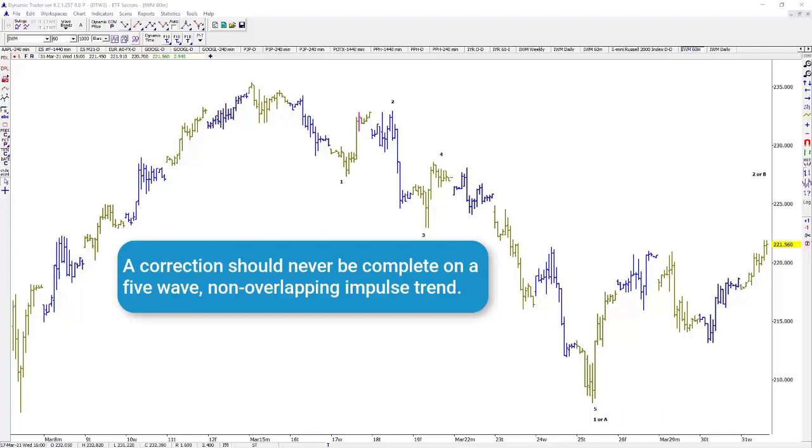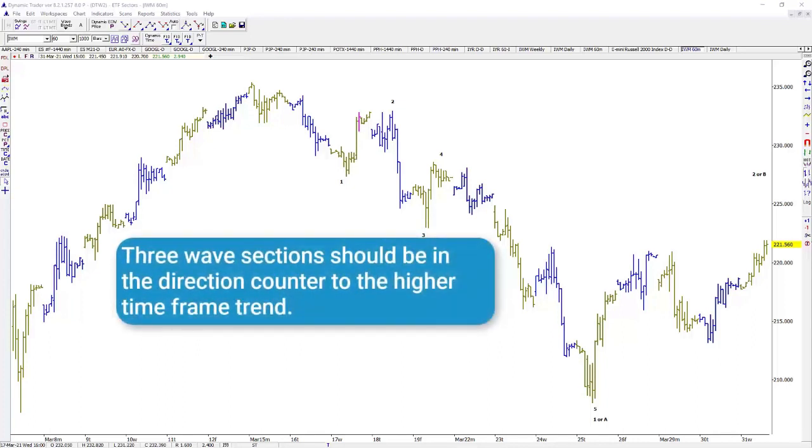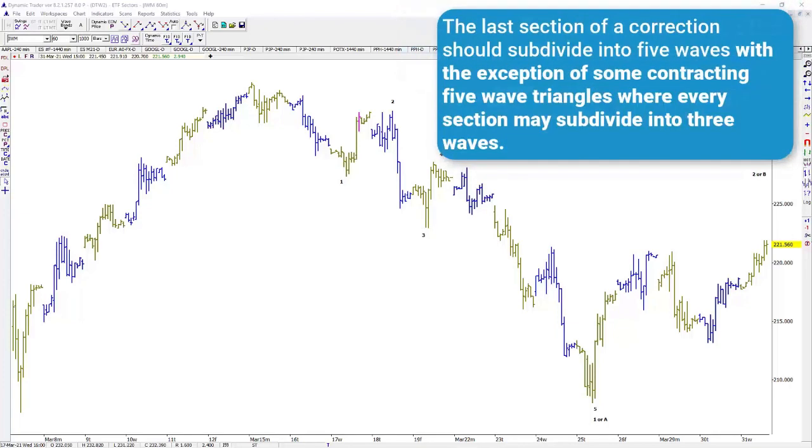Just like in that last example of that decline in the IWM, it clearly should not be the complete correction. It could be a wave 1 or a wave A of a higher time frame wave structure of a correction. And 3 wave sections should be in the direction counter to the higher time frame trend, such as a wave B or a wave 2 or wave 4. And the last section of a complex correction should always subdivide into 5 waves. About the only exception to that is if we have something like a contracting triangle, where each section subdivides into 3 waves. But in most cases, the final section will subdivide into 5 waves.